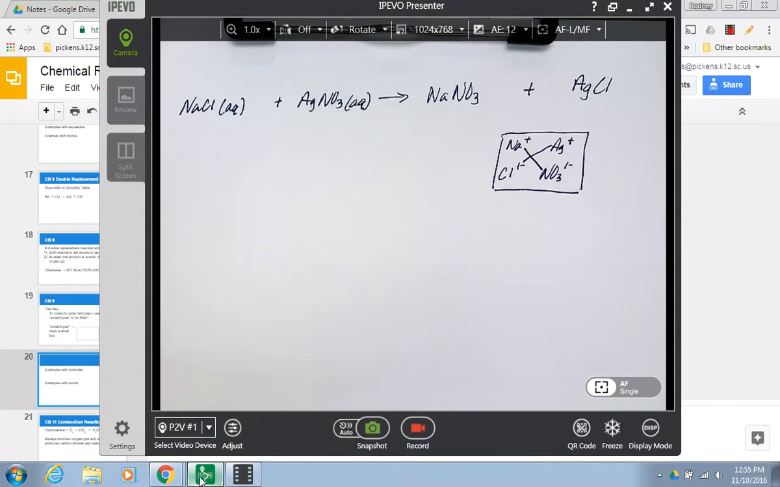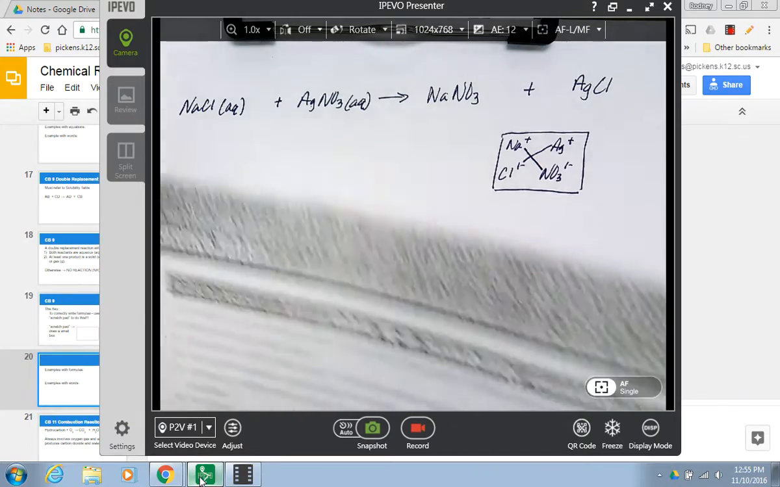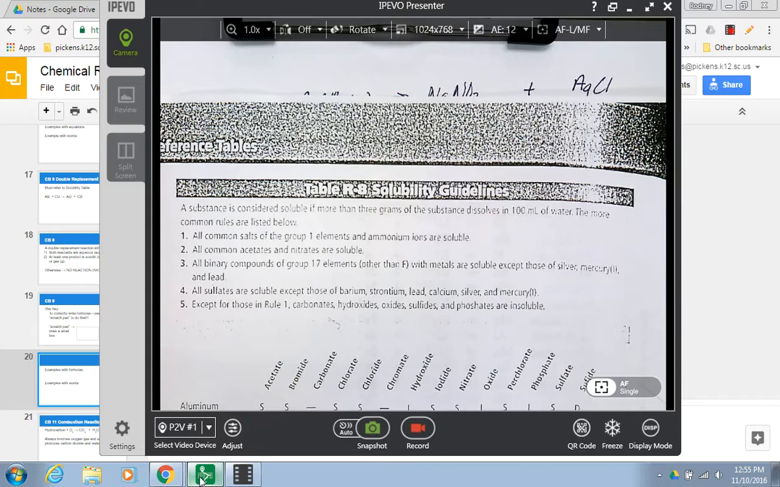All right. So now we need to get our solubility table. You have some general solubility rules, so if you memorize these rules, it'll help you do these things quicker.